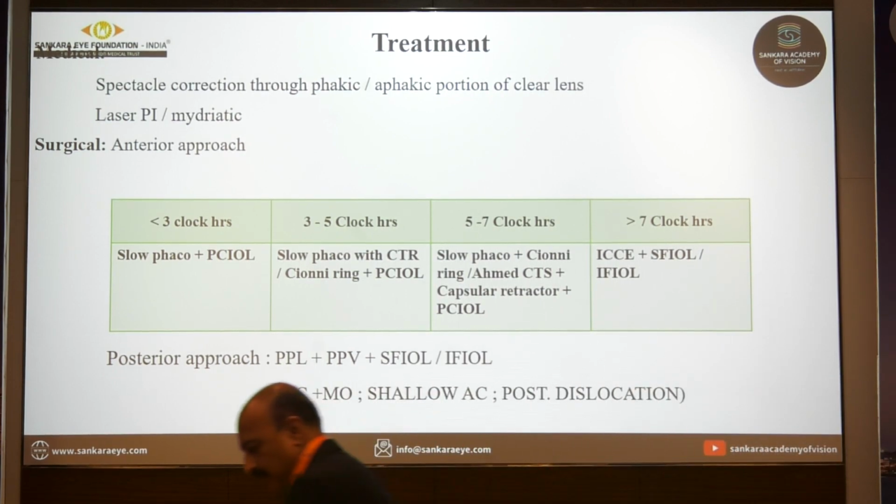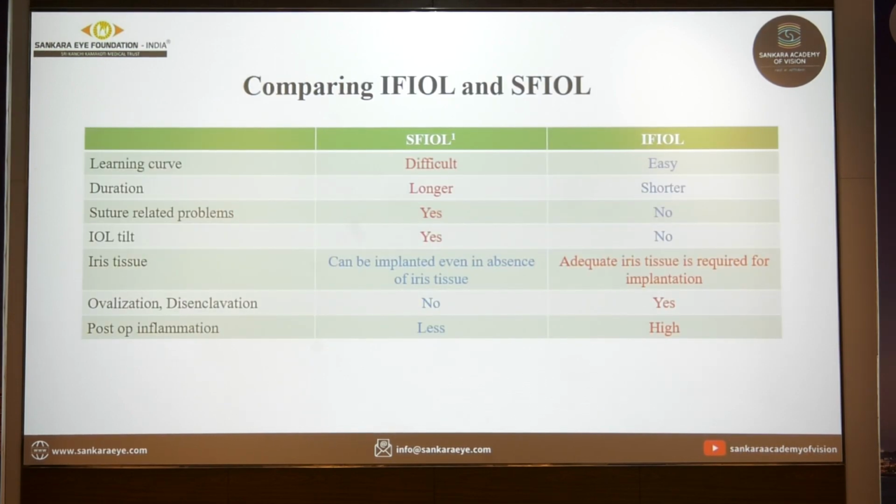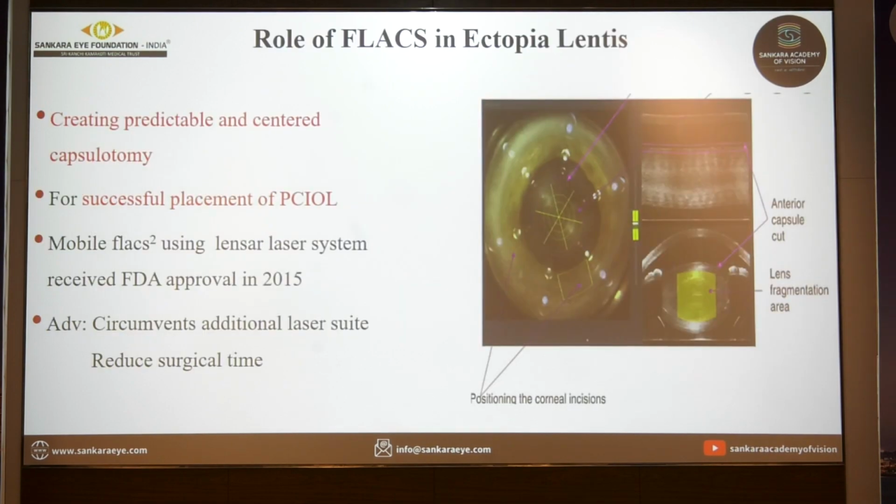But in case the eyes have microcornea and microphthalmos with shallow AC and posterior dislocation, it is better that the vitreoretinal surgeon takes over. There are two options: iris fixated and scleral fixated. Both have plus and minus points. I prefer the iris fixated, although initially I started with scleral fixated, which takes much more time.